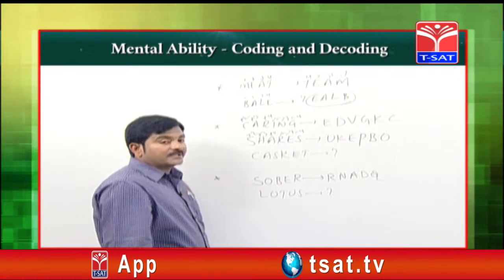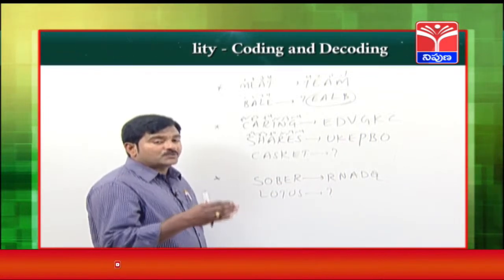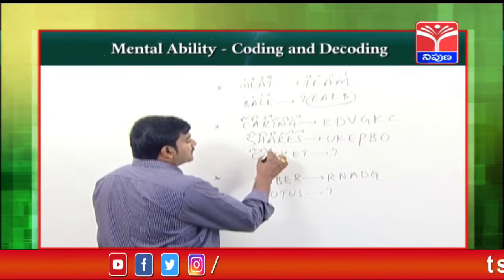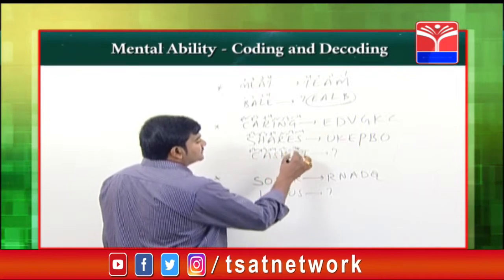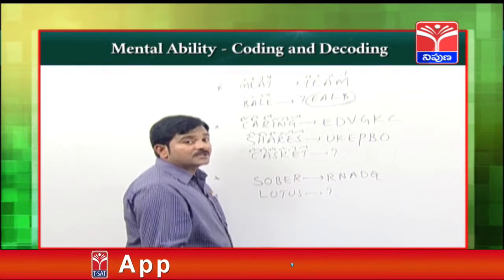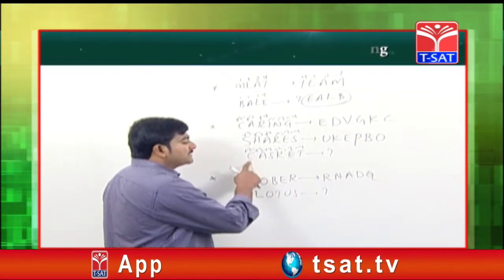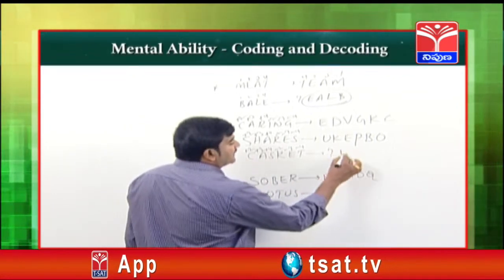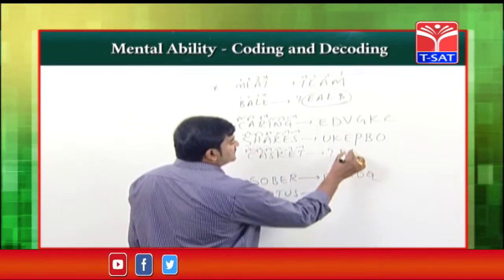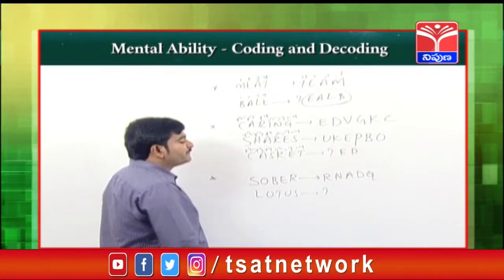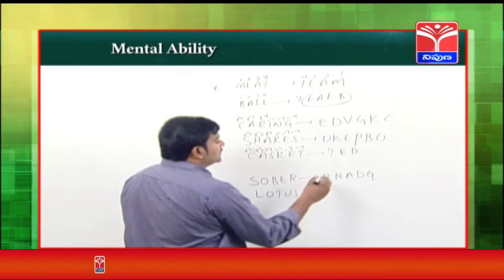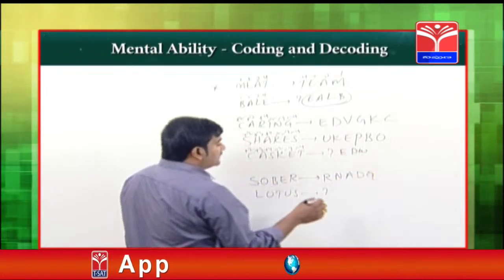Similarly, casket has 6 letters, divided into 2 parts. For the first 3 letters we add +2 +3 +4, and we subtract -2 -3 -4 from the last letters. Now what do we get? C means 3, 3 + 2 means 5, the 5th letter is E. A means 1, 1 + 3 means 4, the 4th one is D. Similarly S means 19, 19 + 4 means 23, the 23rd letter is W.